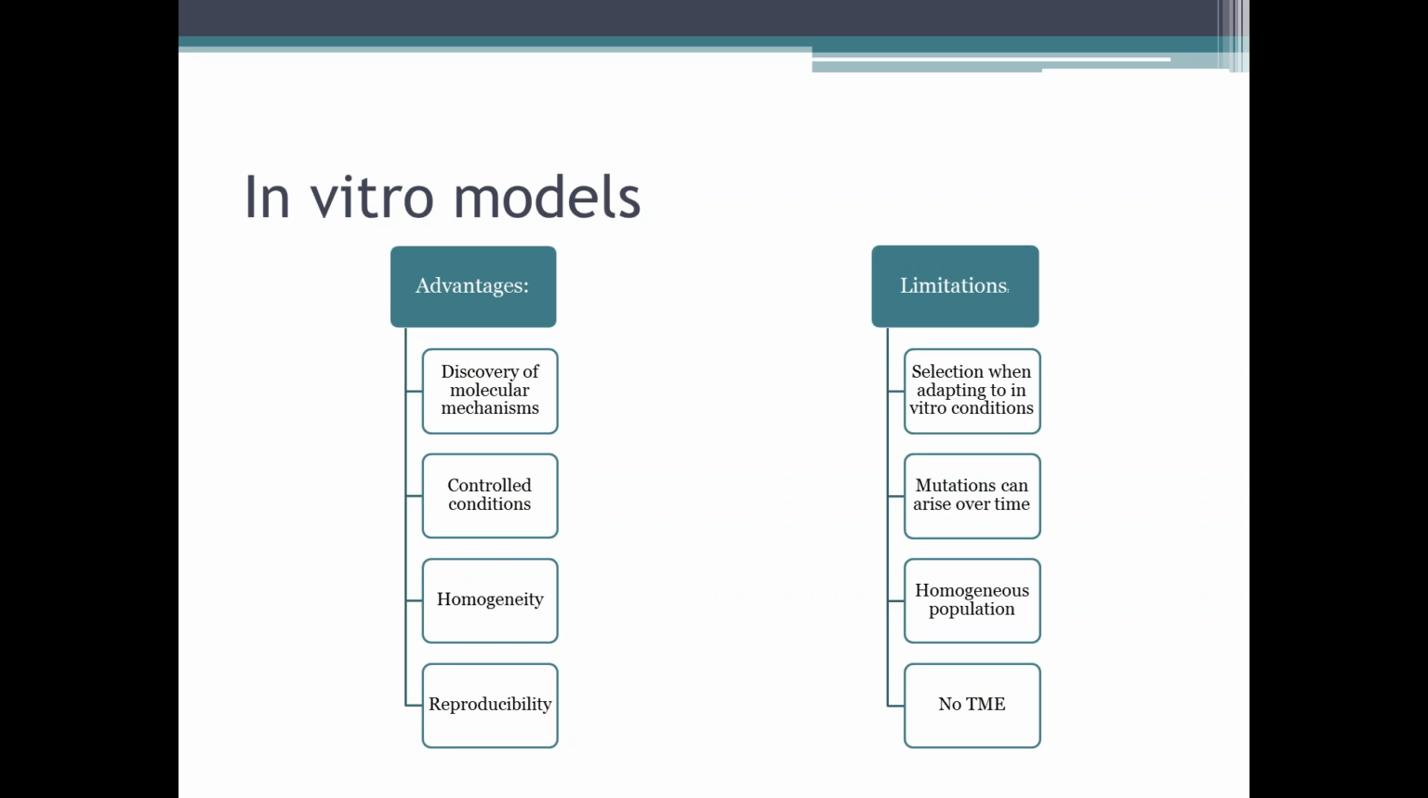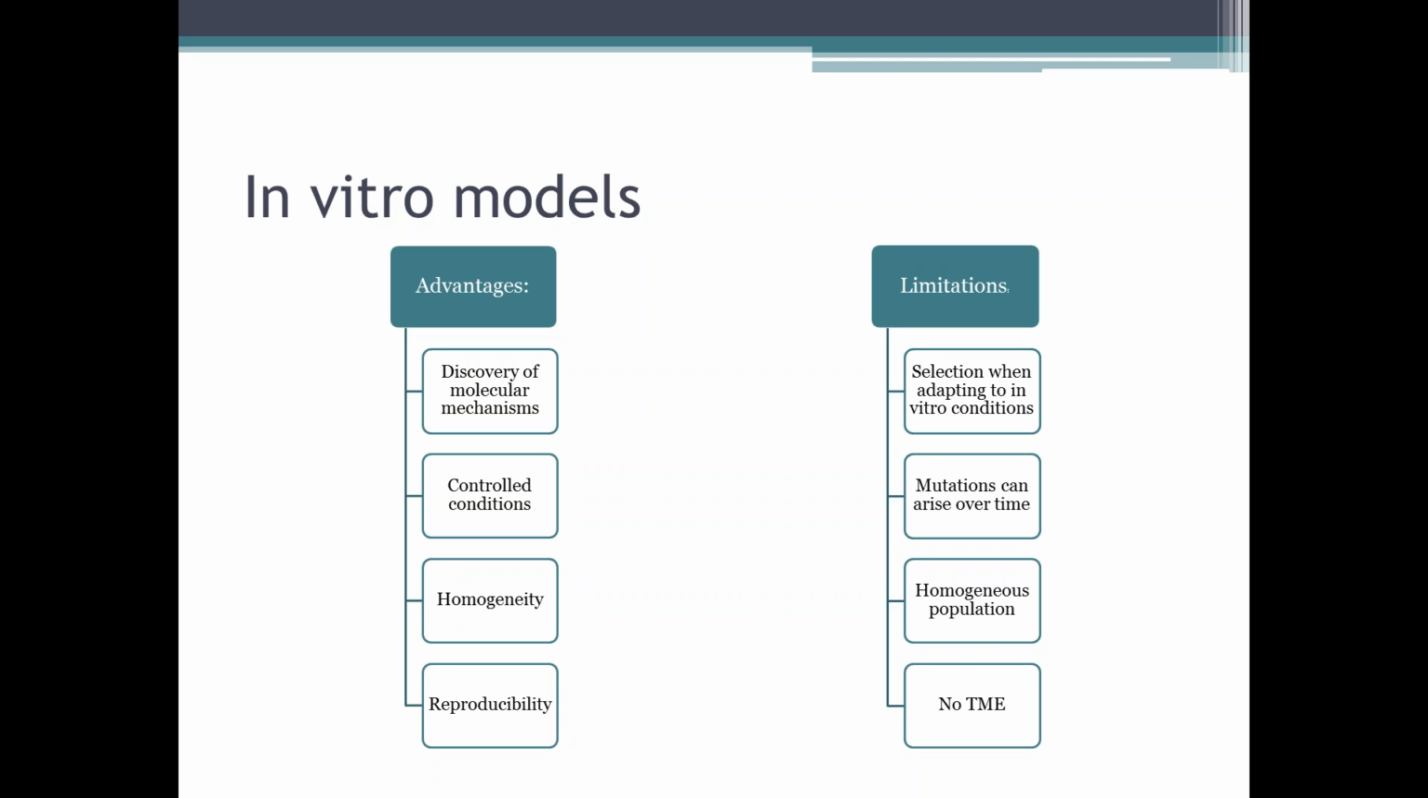The disadvantages to this type of system is that when cells adapt to living in a petri dish and not within the native animal or human that they came from, you could select for a population of cells that have a particular feature that allows them to live in the petri dish, which may not represent what the cells are in the animal or human that they came from. They can also develop mutations the longer you grow them in the petri dish.